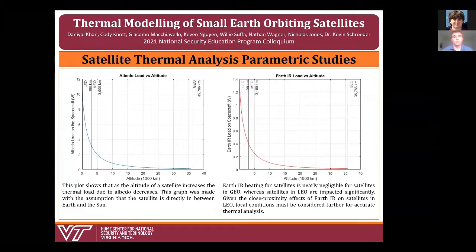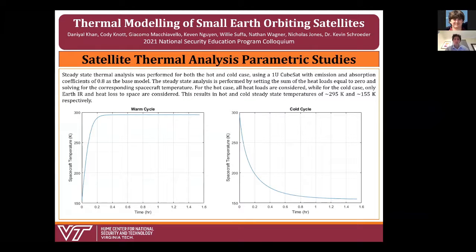Hello, my name is Nathan Wagner, and I am presenting on the relationship between Earth IR and altitude. Earth IR is the thermal emission directly from our planet. This plot shows that as altitude increases, Earth IR decreases. As seen, Earth IR is nearly negligible for satellites in GEO, whereas satellites in LEO are impacted significantly. Given this, local conditions must be considered further in thermal analysis for satellites in LEO.